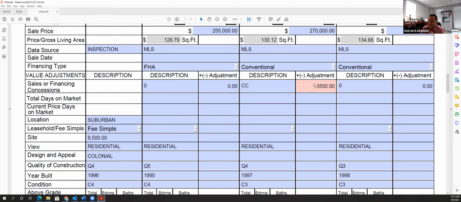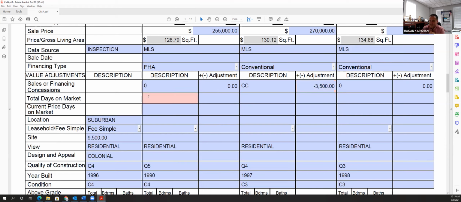So if the buyer is getting a concession, this is going to be minus. And if the seller is getting it, that's going to be plus. So in order for you to adjust that, you take that minus off, that becomes plus. If the buyer is getting the closing cost from the sellers, that's going to be minus.